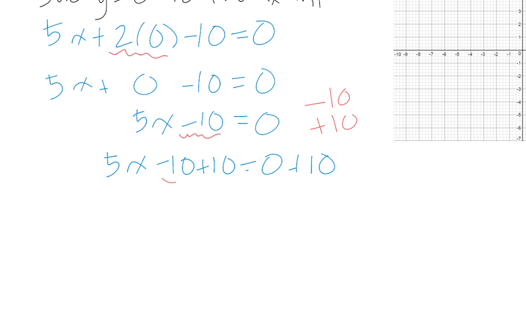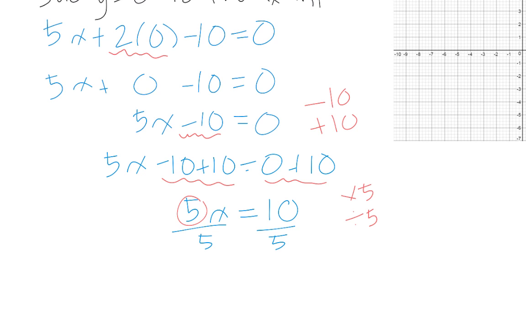Let's go ahead and clean up some of these numbers. Remember, negative 10 plus 10 is 0. I'm not going to write that in. And 0 plus 10 is 10. Again, this variable of x is stuck with a 5. This is multiply by 5. The opposite of multiply by 5 is divide by 5. We're going to divide both sides by 5. 5 divided by 5 is 1, and 10 divided by 5 is 2.